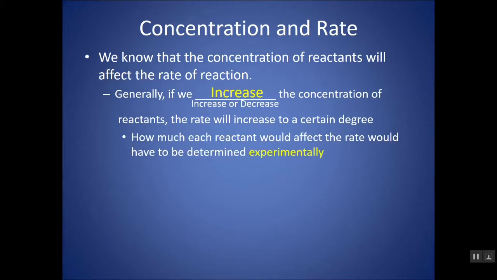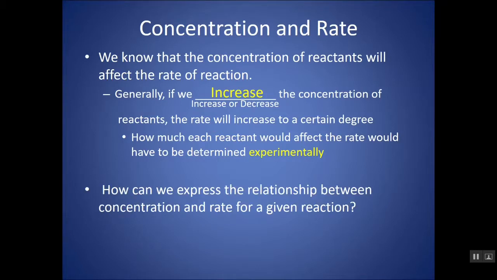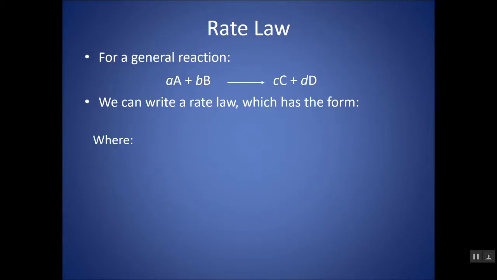How much each reactant would affect the rate is something that would have to be determined experimentally. It's not something that you can just predict by looking at a reaction with no other information. It's not something you can predict from stoichiometry if you don't know anything about the reaction. So it's something that has to be determined experimentally. So how can we express the relationship between concentration and rate for a given reaction? We can write what's called a rate law.